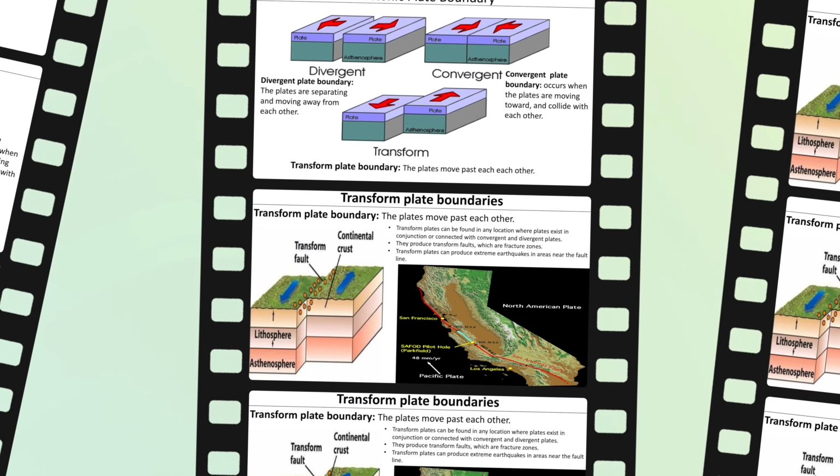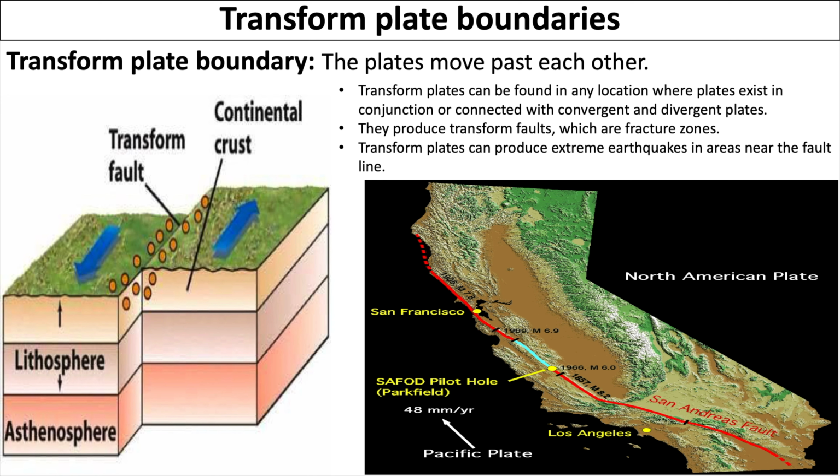Transform plate boundaries are plates that move past each other. Transform plates can be found in any location where plates exist in conjunction or connected with convergent and divergent plates. They produce transform faults, which are fracture zones, as you can observe in the image to the bottom. We have a good example in the San Andreas Fault, found in the state of California. Transform plates can produce extreme earthquakes in areas near the fault line.